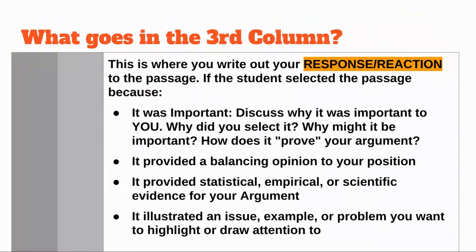Then there's the third column. What goes in the third column? This is where you write out your response or reaction to the passage. If the student selected the passage because it was important, you would then discuss why it was important to you. Why did you select this passage? Why might it be important? How does it prove your argument or provide some kind of background information for the reader?